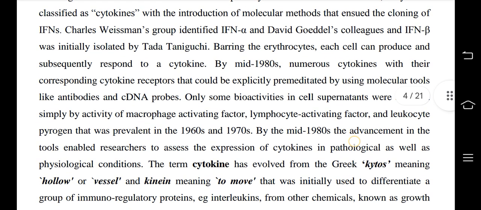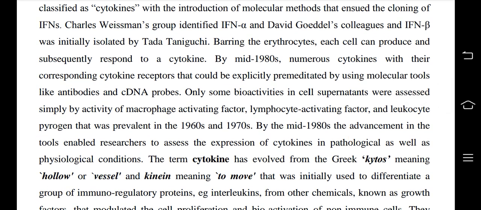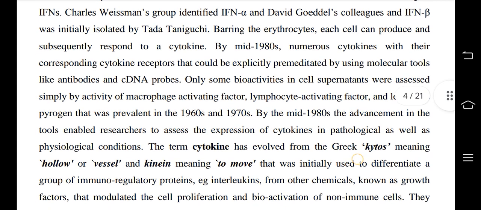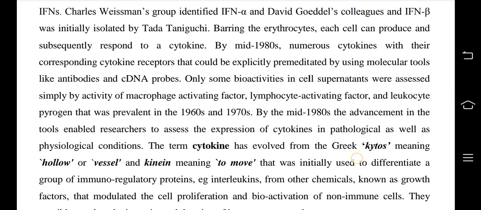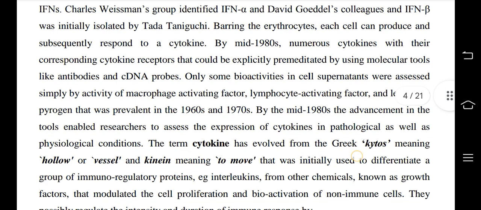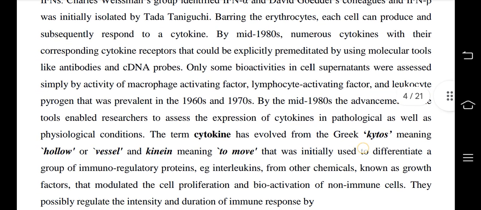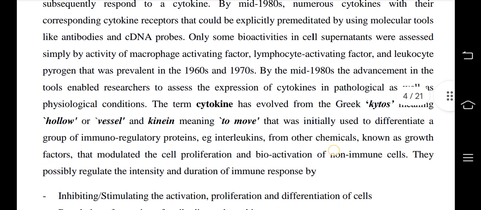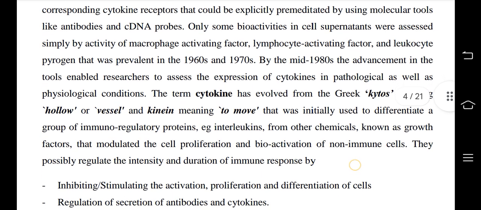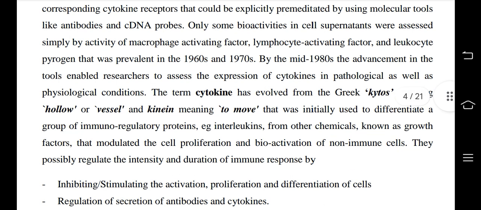By the mid 1980s, numerous cytokines with their corresponding cytokine receptors could be explicitly identified by using molecular tools like antibodies and cDNA probes. Earlier, only some bioactivities in cell supernatants were assessed, simply by activity of macrophage activating factor, lymphocyte activating factor, and leukocyte pyrogen, which were prevalent in the 1960s and 1970s. By the mid 1980s, the advancement in the tools enabled researchers to assess the expression of cytokines in pathological as well as physiological conditions.